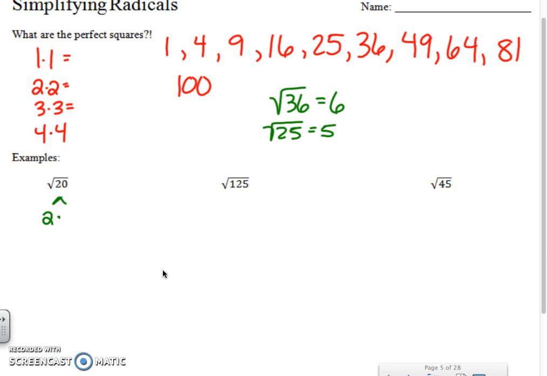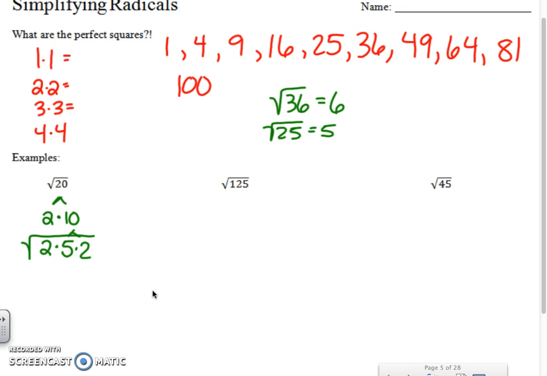So I know 20 is 2 times 10. And then I know 10 is 5 times 2, and bring down that last 2. So you can do a prime factorization of all these numbers, and that would represent the same thing as the square root of 20. Now when you take the square root of something, you will get just one number on the outside.